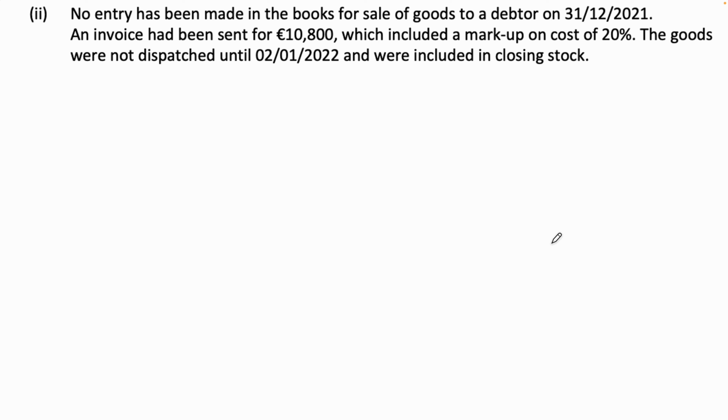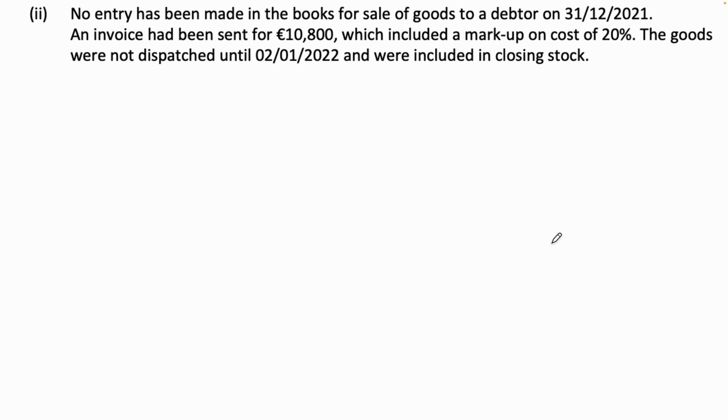2021. An invoice had been sent for 10,800 which included a markup on cost of 20%. The goods were not dispatched until the 2nd of the 1st, 2022, and were included in closing stock. Okay, so no record was made of the sale of goods to a debtor at the end of the year. So we just need to enter this sale of goods to the debtor at the end of the year.